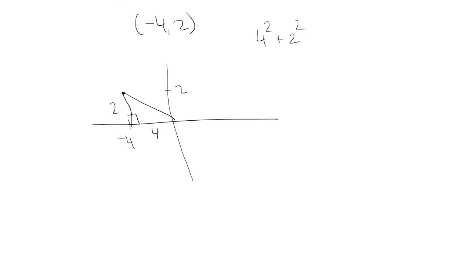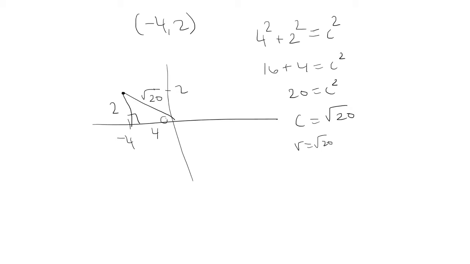That's 4 squared plus 2 squared equals c squared. 4 squared is 16, 2 squared is 4. Add those up to get 20, and so c will just be the square root of 20. So the hypotenuse is also the radius. Think of that as r. So r is going to be root 20.